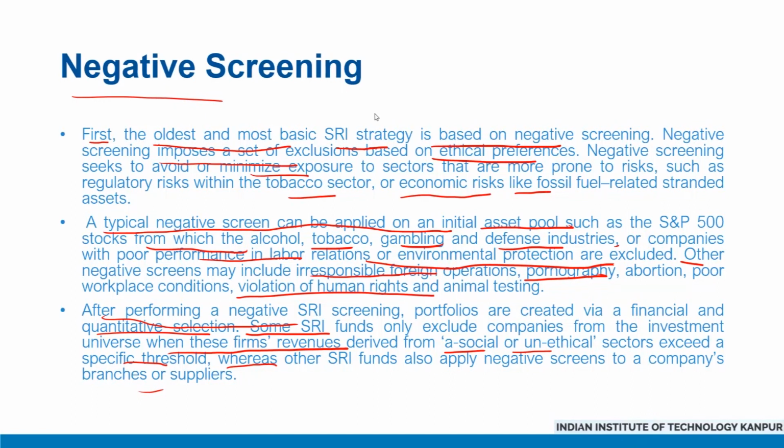We must note that a small number of SRI funds use screens based on traditional ideological or religious convictions. For instance, they exclude investments in firms producing pork products, in financial institutions paying interest on savings, and in insurance companies insuring non-married couples.